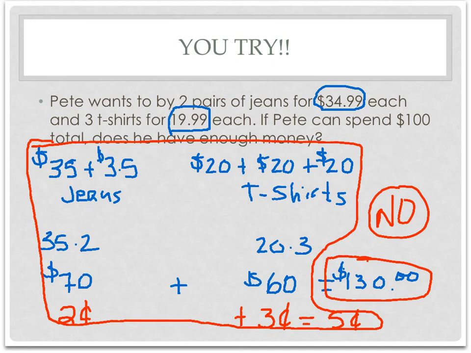So hopefully you came up with no, and hopefully you came up with using some simple math. You could have done the problem exactly by just multiplying 34.99 times 2 and 19.99 times 3 and adding that all up. But notice by overestimating just a little bit, I made the math a lot easier to do. I understood that I overestimated a little bit, and I can still come up with the correct answer.